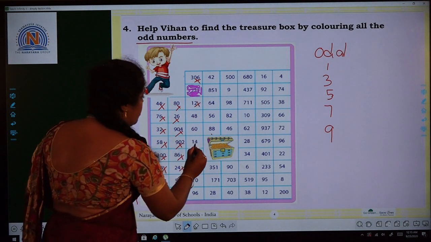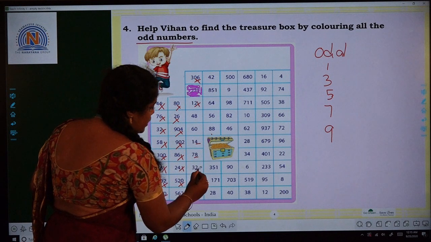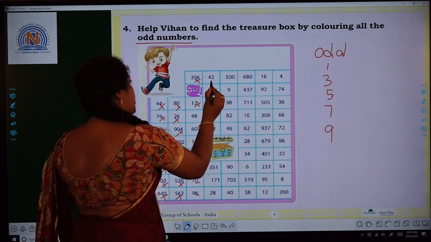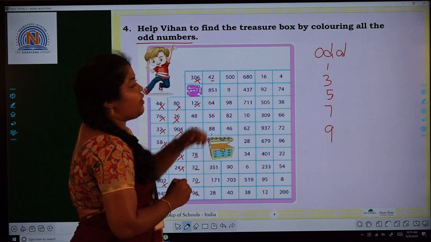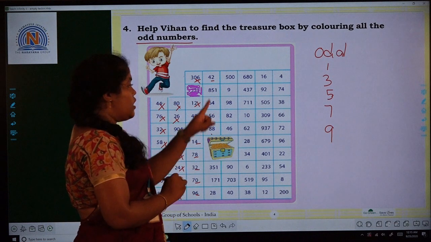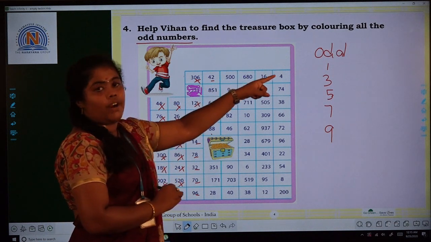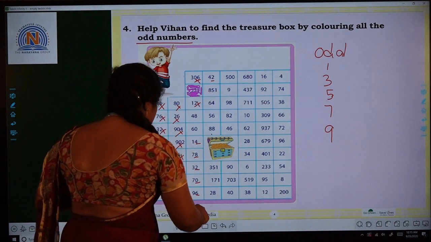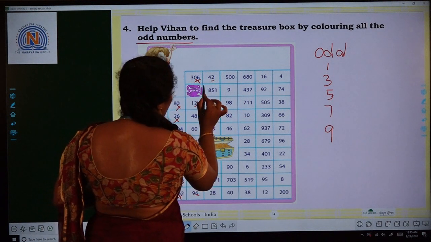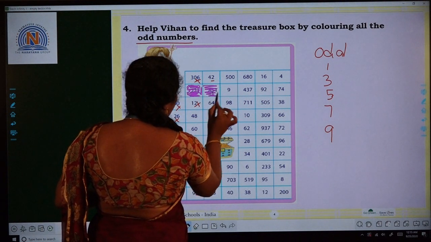60. 14. 78. 32. 8. 70. 96. 42. Next, moving on to 851. 851. In the ones place the digit is 1. So if 1 is there, it is an odd number. So we have to color the 851.